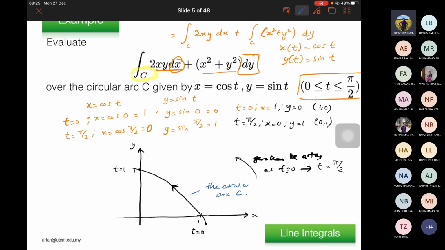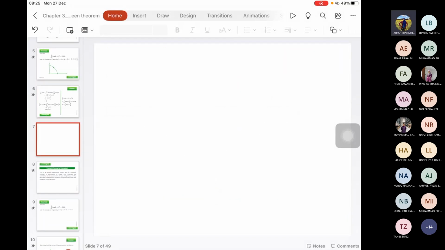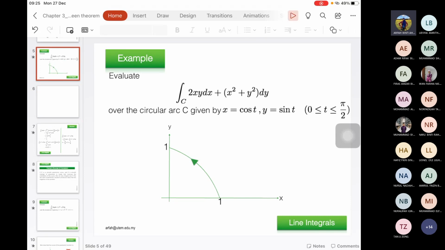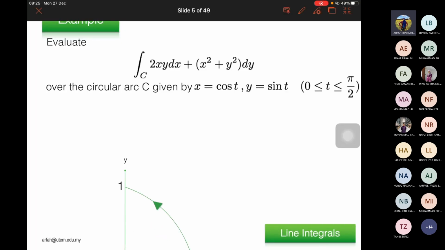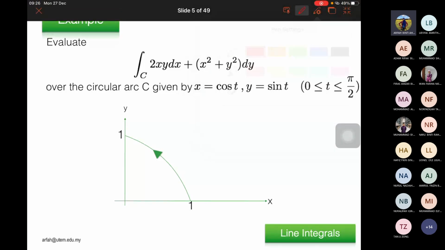Done, sir. Okay. So kita tengok how to prove this one. Okay. New slide. Okay, this is the curve yang kita dapat tadi. And then kalau awak tengok dia punya integration ada dua. Okay. Yang ini terhadap dx and this one terhadap dy.